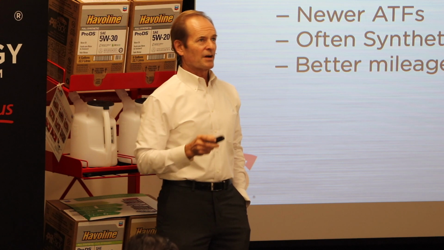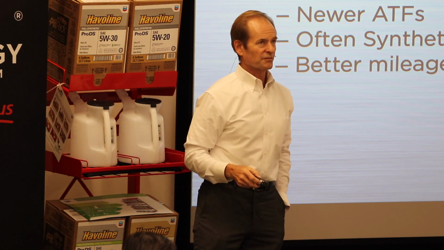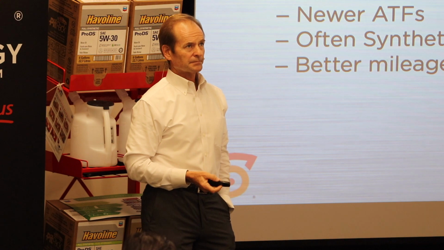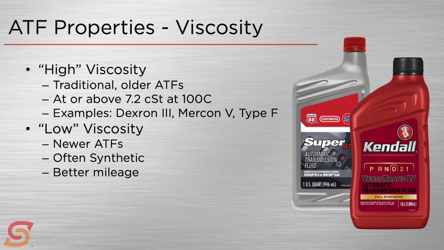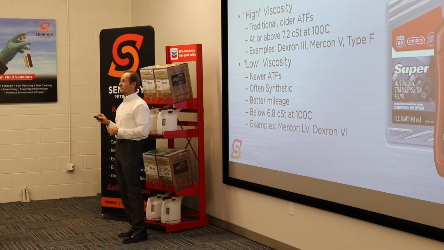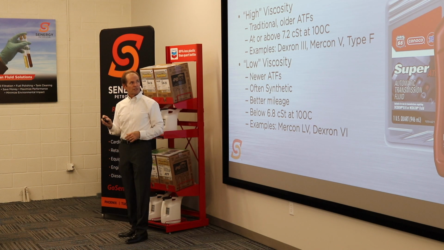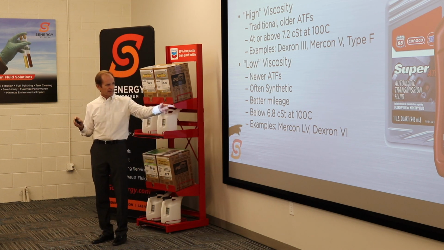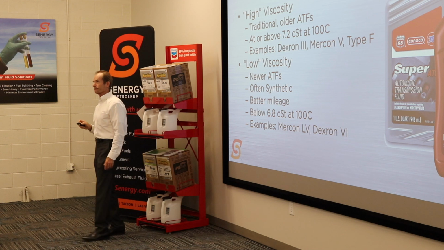And of course, the drive behind these low viscosity transmission fluids was better mileage. These numbers are 6.8 centistokes or lower. Some things at 6.6 and 6.5 we've seen, okay? And again, these are all viscosities at 100 C, which is 210 F. So the oil has been thinned out quite a bit by the time you measure that. But anyway, this is the difference between high viscosity and low viscosity. Examples of that are Mercon and Dex products.